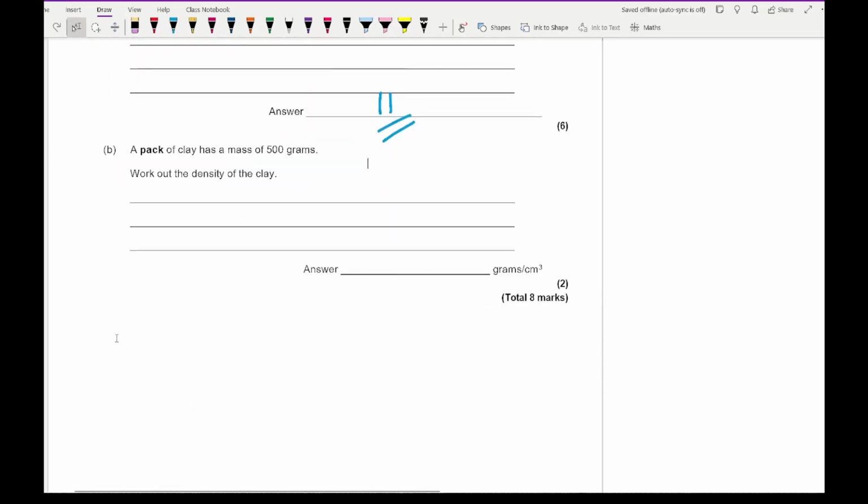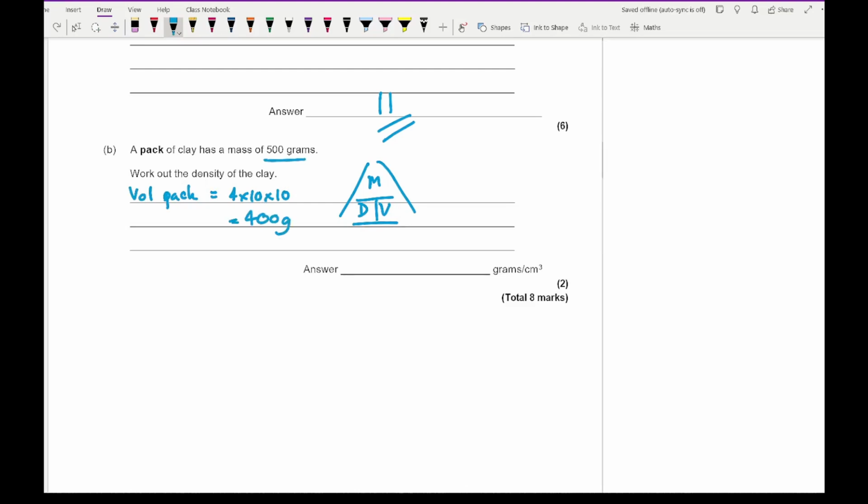Moving on to B, it says that a pack of clay has a mass of 500 grams. Work out the density of the clay. Again, looking at the formula, we've got mass, density and volume. Using that triangle, the volume of a pack is going to be 4 times 10 times 10, which is 400.